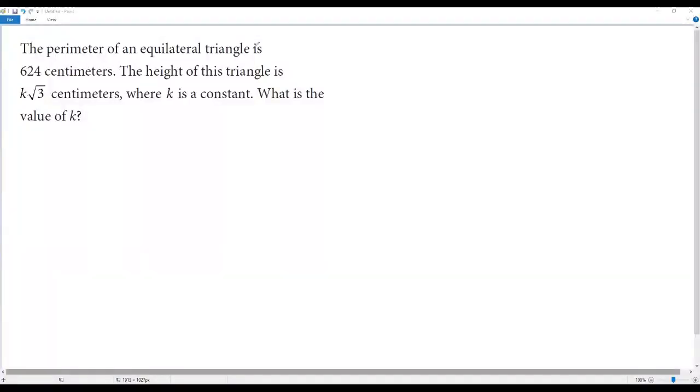Here we have a SAT math question. Okay, let's go to the question. The perimeter of an equilateral triangle is 624 centimeters. The height of this triangle is k times square root of 3 centimeters, where k is a constant. What is the value of k?